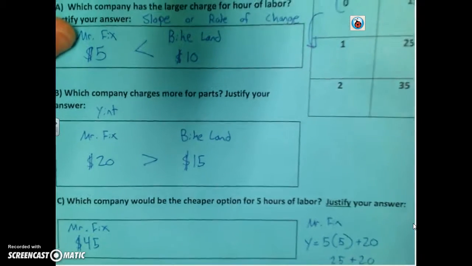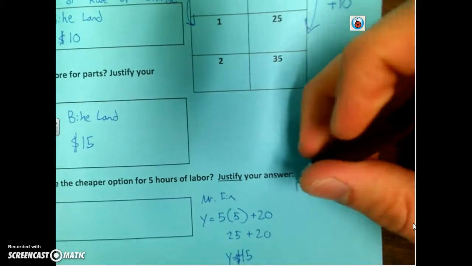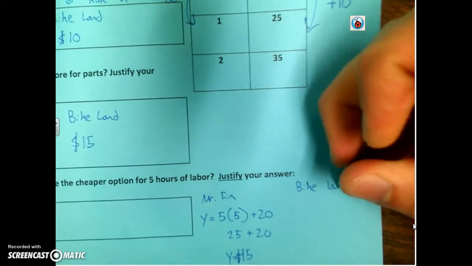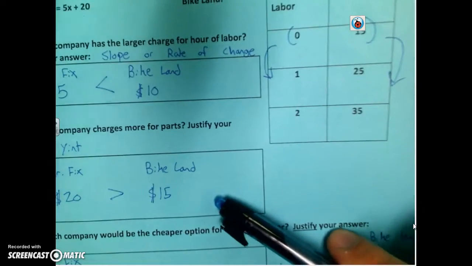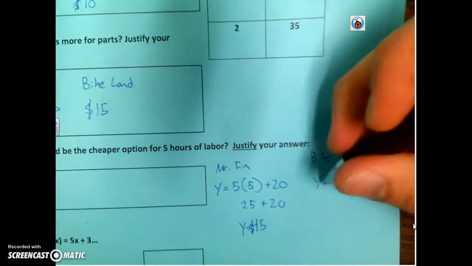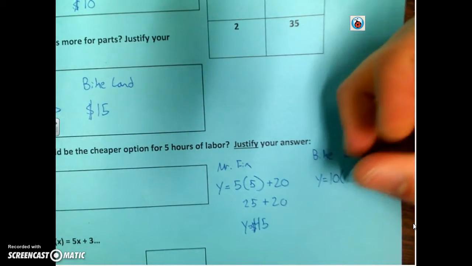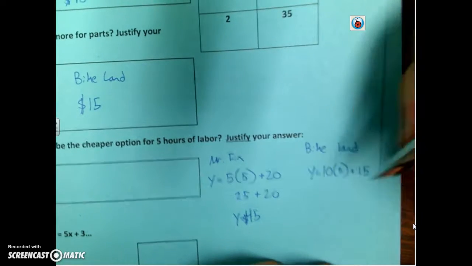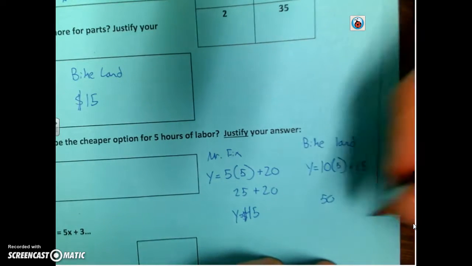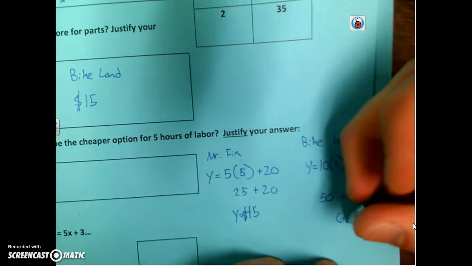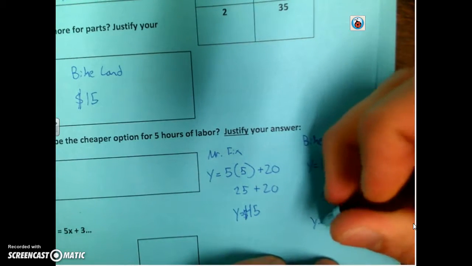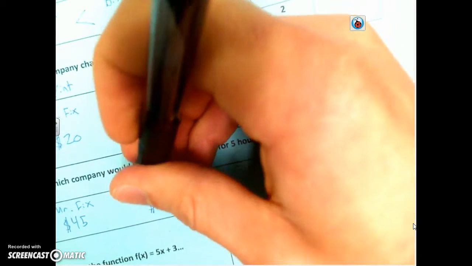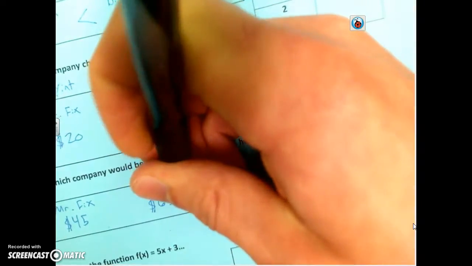Let's compare that now to Bikeland. All right, now we know from here what the slope and the y-intercept are for Bikeland. So theirs is $10 per hour, and then they have a y-intercept of plus 15. So 10 times 5 is 50, plus the 15. Looks like Bikeland will be $65. So with that in mind, who would be cheaper? Mr. Fix-It.